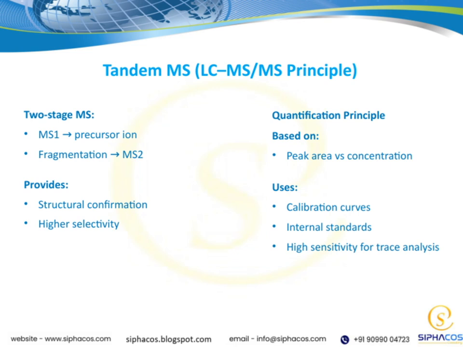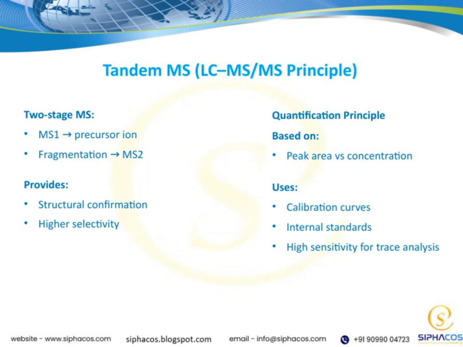Now, moving into more advanced techniques, tandem MS or LC-MS/MS builds on this principle by using a two-stage mass spectrometry process. In the first stage, MS1, we select a precursor ion, which is a specific ion generated from our analyte. This ion then undergoes fragmentation, breaking into smaller product ions.